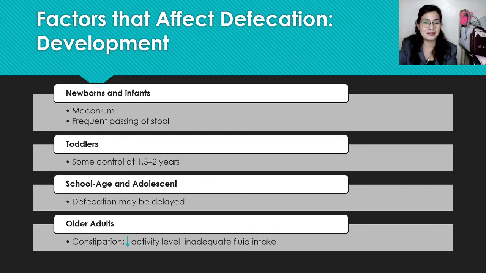So, here are the factors that affect defecation. In terms of development, newborns and infants pass meconium and there's frequent passing of stool. Among toddlers, some can control at around 1.5 to 2 years. In school age and adolescents, defecation may be delayed, sometimes depending on their activity. Among older adults, there is decreased activity level and inadequate fluid intake, which results in constipation.